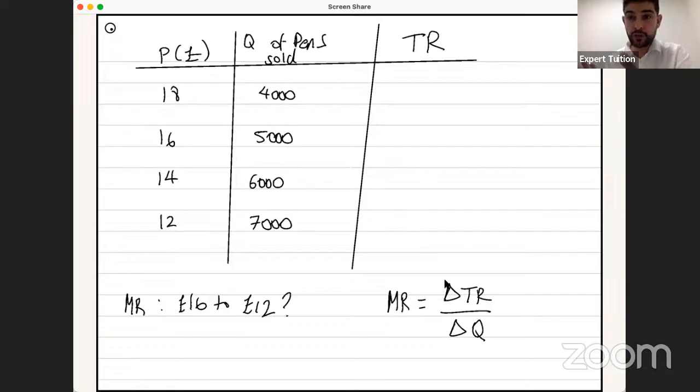So let's do it. Total revenue, as we did in the previous question, is simply the price multiplied by the quantity. So 16 times 5,000. If my maths is not malfunctioning, I think we have 80,000 pounds. Okay, so the amount of money they initially made is 80,000 pounds when they sold pens at 16 pounds.